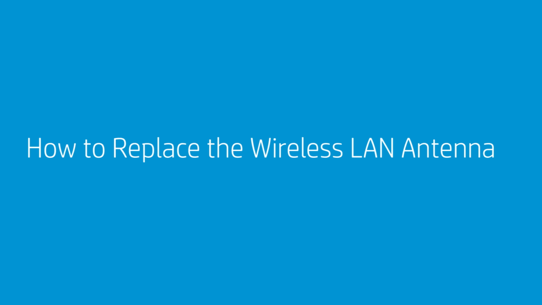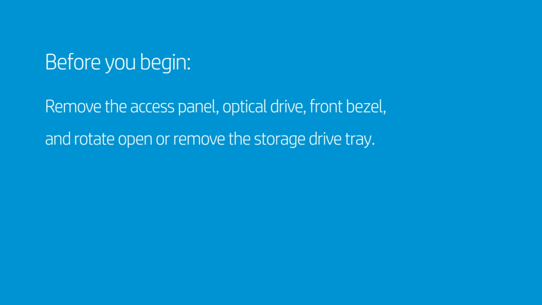How to replace the wireless LAN antenna. Before you begin, remove the access panel, optical drive, front bezel, and rotate open or remove the storage drive tray.